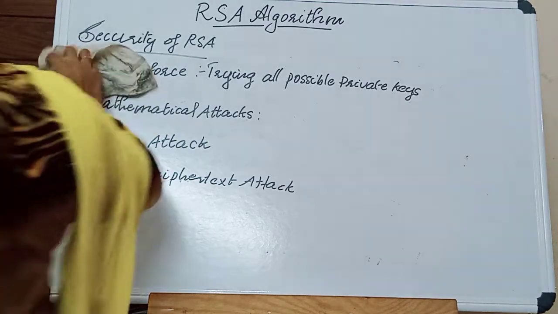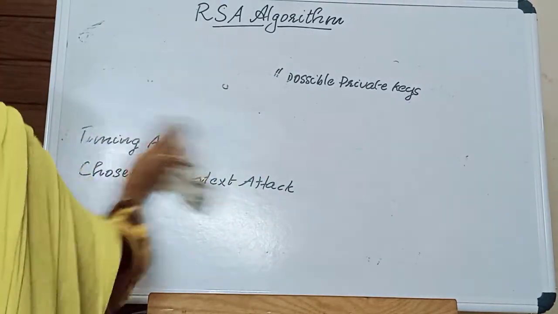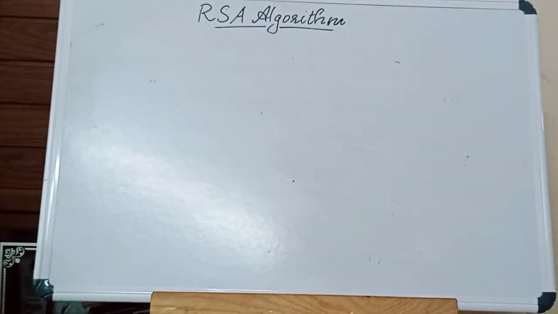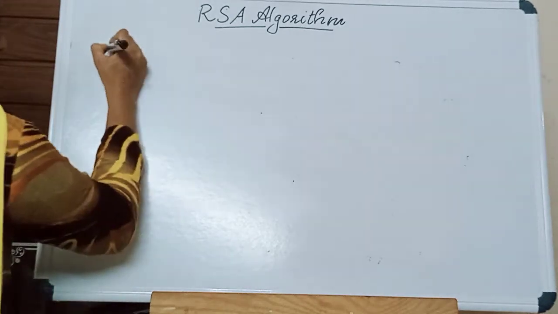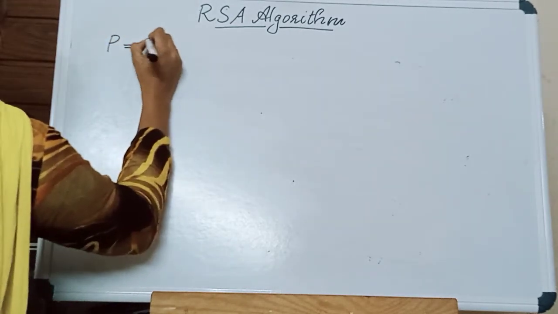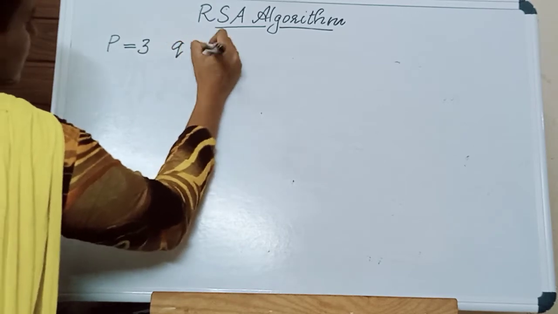Next is an example. See one example to implement the RSA algorithm. Assume two prime numbers, P is equal to 3, Q is equal to 11.